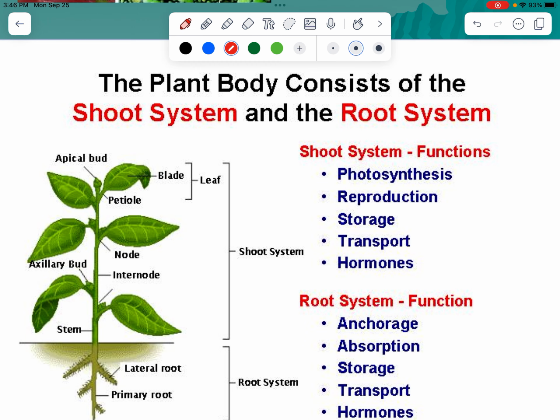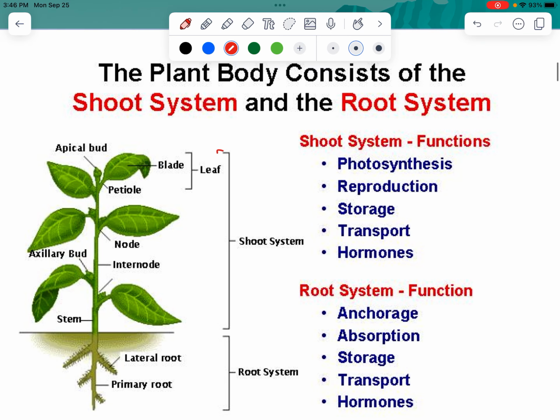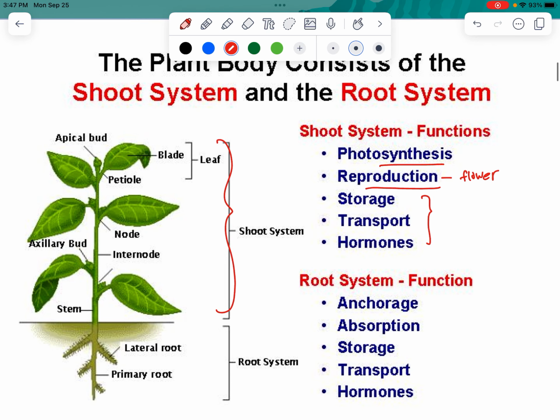Okay, so before we start talking about the details of how plants transport water and minerals, let's talk about plant anatomy. So all plants are made up of the two systems. The shoot system refers to the part that sits above the ground. So the shoot system has all of these functions: photosynthesis to make food for themselves, reproduce. The reproductive organ for plants is flower. And they're involved in storing, transporting water and nutrients, as well as secreting hormones for specific physiological responses.